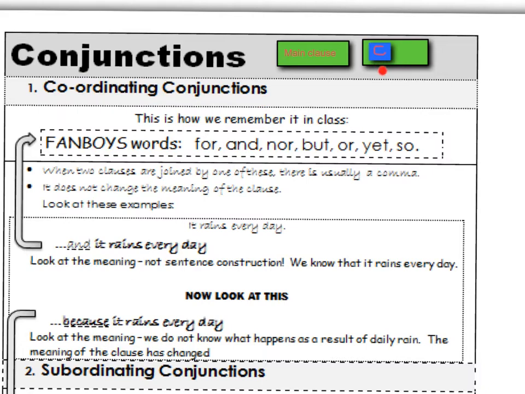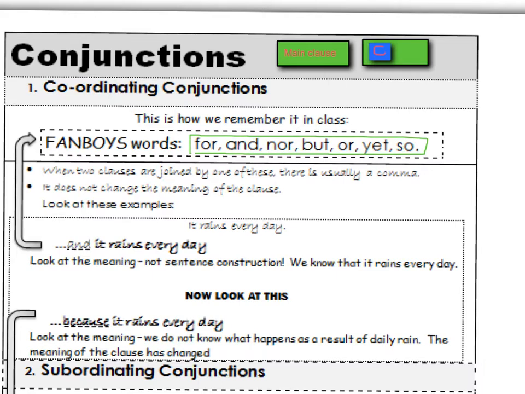The word that would be placed here would be one of these boys. We call them the fanboys. It's just an acronym for these words: for, and, nor, but, or, yet, so. And those are really the only coordinating conjunctions that you get. For, and, nor, but, or, yet, so.